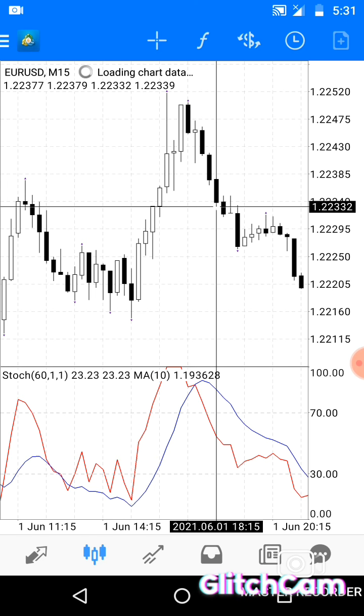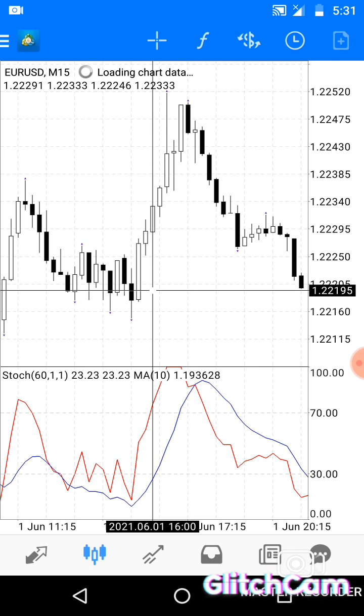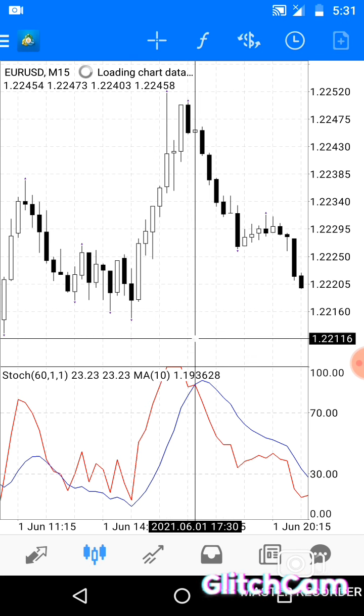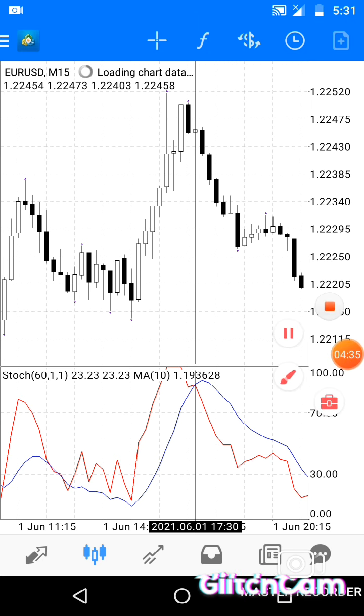This strategy will work perfectly for you if you follow it. At that time, you can see that the moving average and the stochastic have also crossed each other, as you can see.